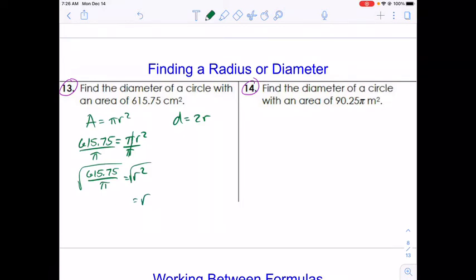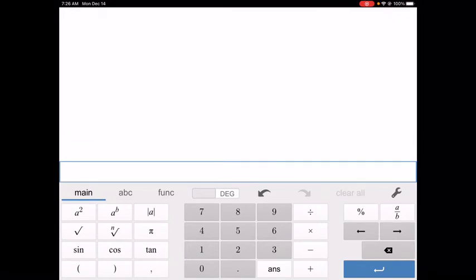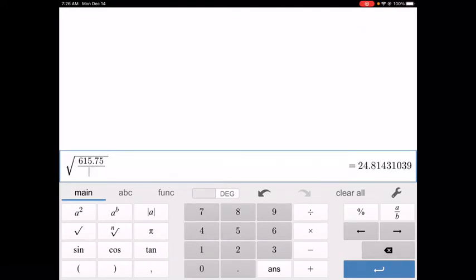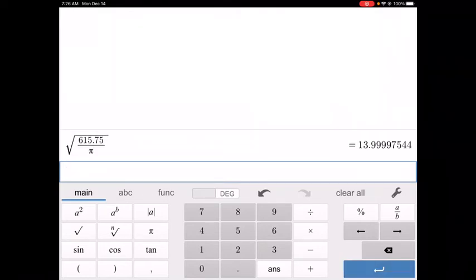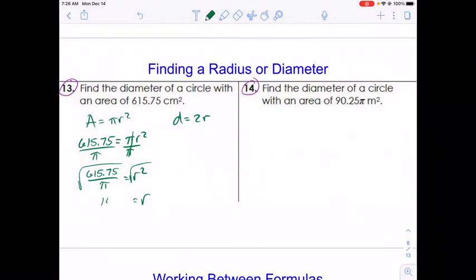So we're going to take the square root of 615.75. Let's show you how to do this in your calculator. You want to make sure that you get everything underneath. Okay, let's clear everything out here. So we're going to do the square root, and then we're going to take 615.75, and then we're going to divide it by pi. So you want pi to be included underneath here. Sometimes you may have to do open parentheses around both to make sure it's included. So we hit enter, and notice that's going to give us 13.9997544, which is pretty much 14. So if we round it off, we'd get 14. So our radius is going to be approximately 14.